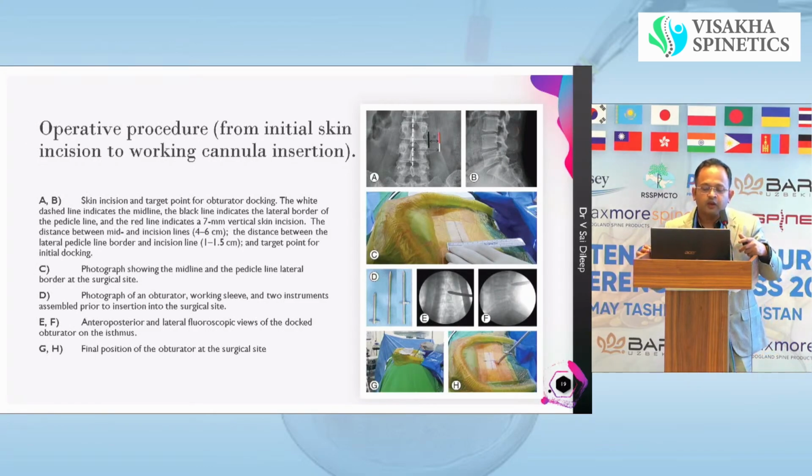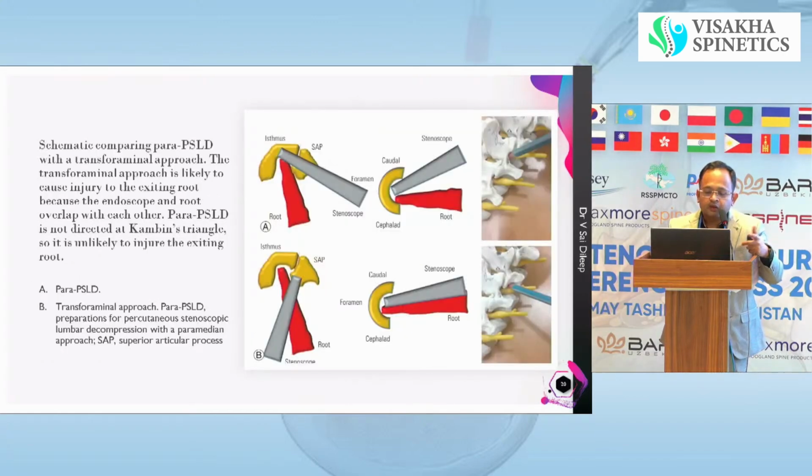So the skin incision, the docking, was 7 mm, just parallel and lateral to the midline. It shows the midline and the pedicular line, and just 3 to 4 centimeters out of the mid pedicular line is good enough. So this is a good diagram of the difference between transforaminal surgery, where we tend to dock on the isthmus and SAP. But here we don't dock on the SAP. So if you want to do foraminal decompression, the stenoscope is parallel to the nerve root. So the chance of injuring it is comparatively less.